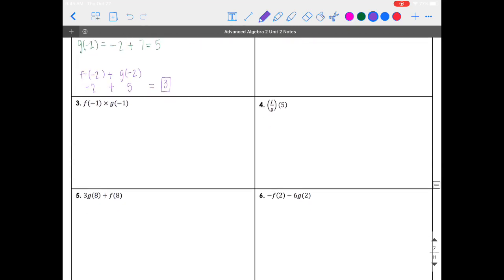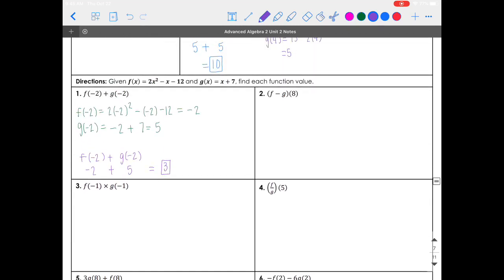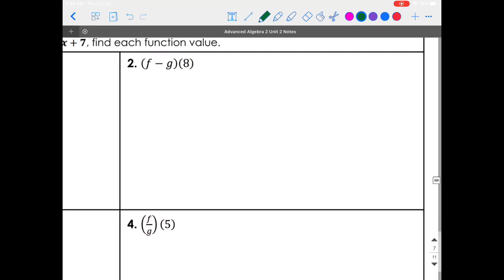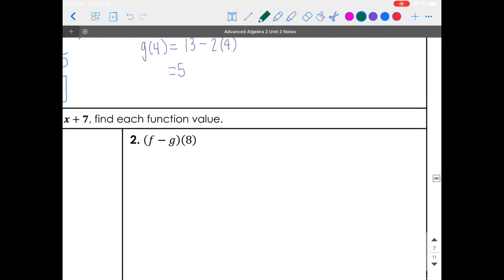So I think that if you understand the process, you could easily get at least to question 4. So I want you to pause the video and try. All right, you should have attempted questions 2 through 4. So I'm going to quickly run through those.